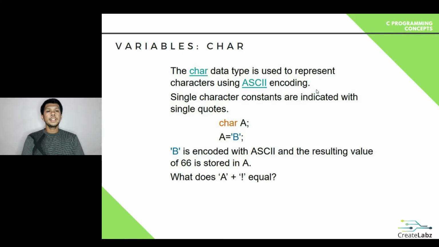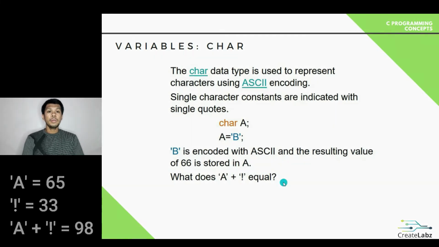How do we define character values? Just use char and then the identifier or variable equals the value, which is in single quotes, like this. Char is the data type, A is the variable, and then B in single quotes is the value. Therefore, the variable A has a value B. B is encoded with its ASCII equivalent, and the resulting value, which is 66, is stored in the variable A. Now, what does A plus exclamation point equal?